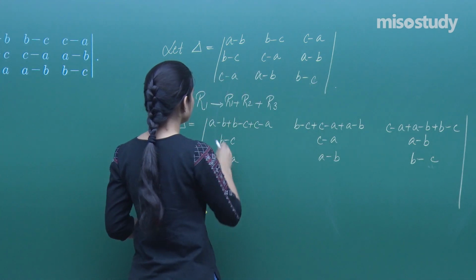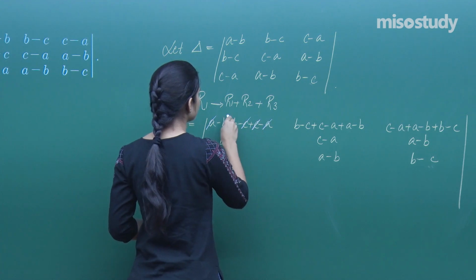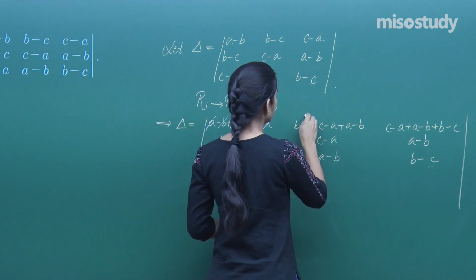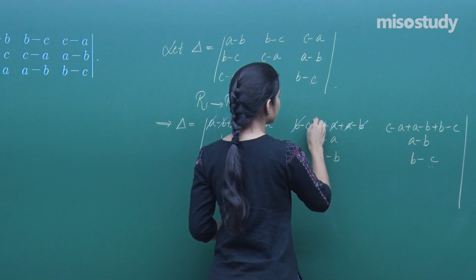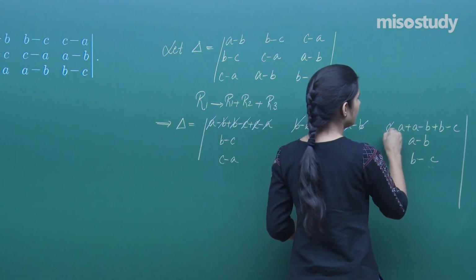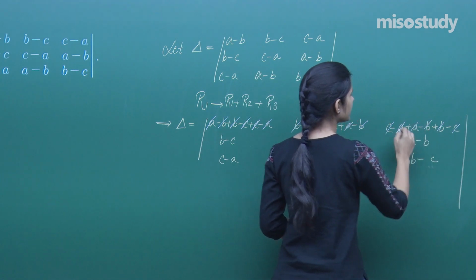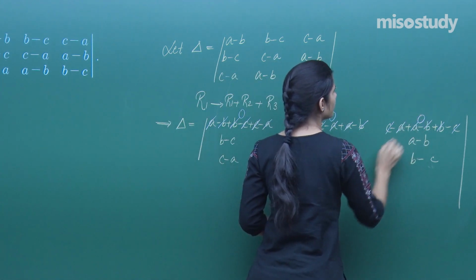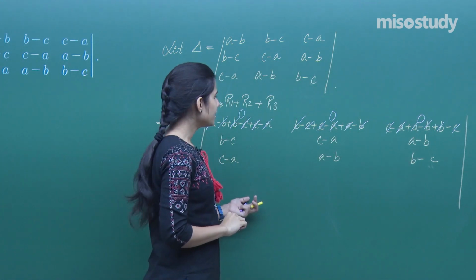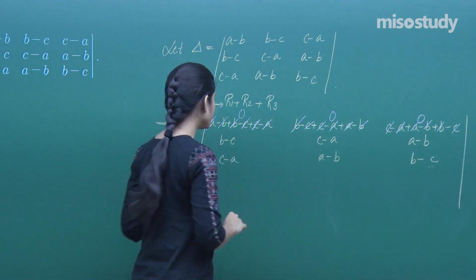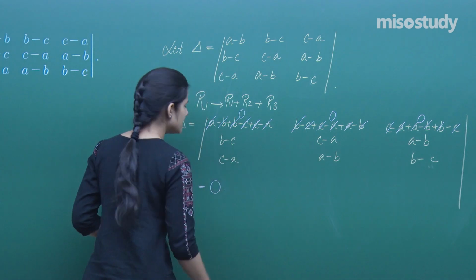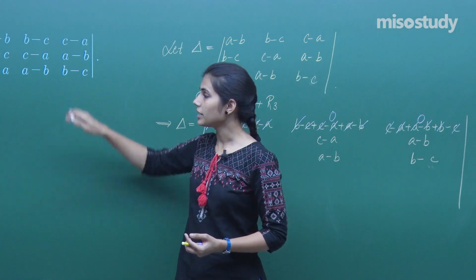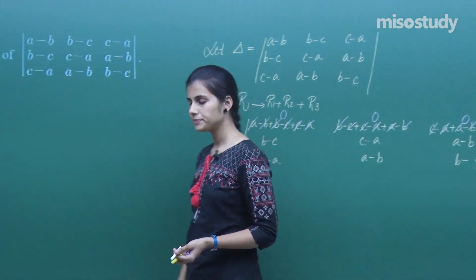Now you can see plus A minus A plus C minus C plus B minus B, plus B minus B plus A minus A plus C minus C, plus C minus C plus B minus B plus A minus A. You can see there is a 0 over here, 0 over here, 0 over here. Any determinant with any one row completely full of zeros is actually equal to 0, and therefore the value of this determinant is nothing but simple 0.